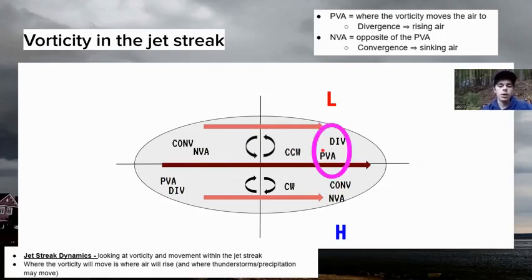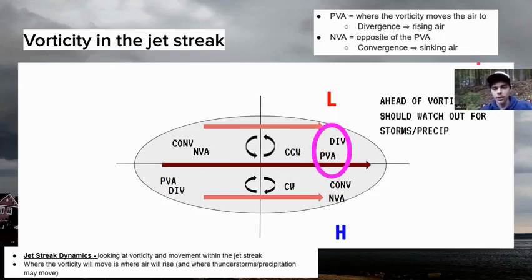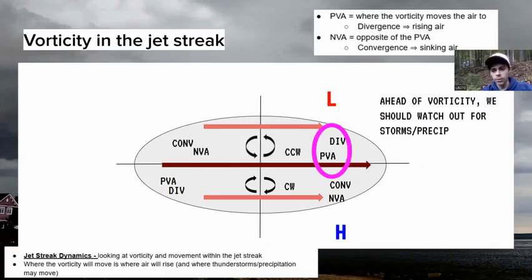So that's circled because we're going to say yes, ahead of vorticity, we would have to watch out for storms and precipitation because where air is rising, we might see that. So that's what ties it all together in this video. So all this stuff might seem random, like what's the point of that? Well, all this to say, if we look at the upper level map and we see vorticity, we can know that ahead of it, we may have rising air.